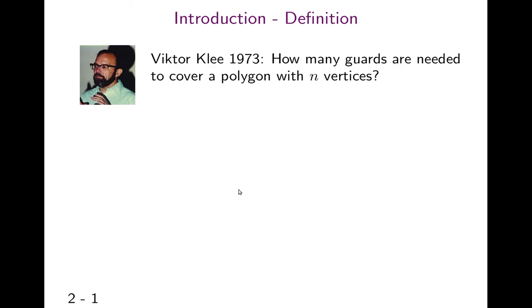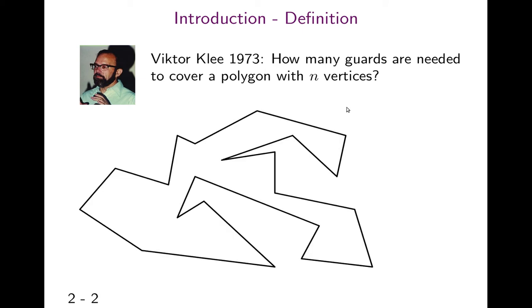Okay, so let me start this talk with a definition of the problem. It's about the art gallery problem, which was introduced by Victor Klee in 1973, and he asked how many guards are needed to cover a polygon with n vertices. For instance, this guard here would cover that region, because the line segment between each point in this region and the guard is fully contained in the polygon.